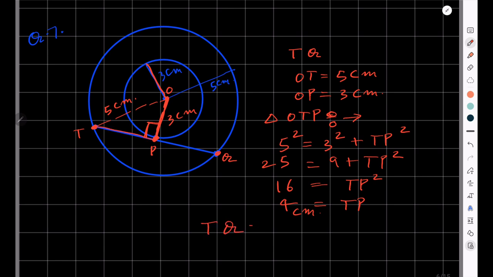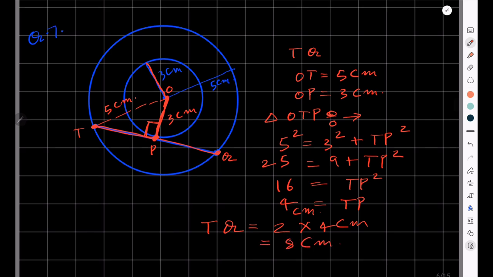So what will be TQ? TQ will be nothing but 2 times 4 centimeter, isn't it? This is 4 centimeter, and similarly this will also be 4 centimeter. So 8 centimeter will be the answer. Okay, let us go to the next question.